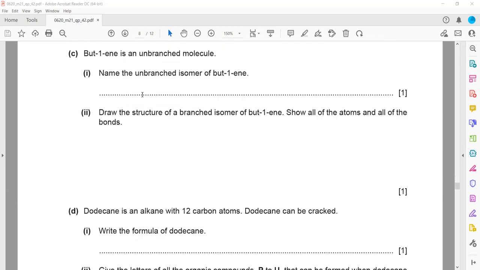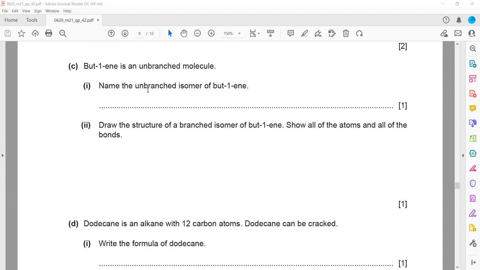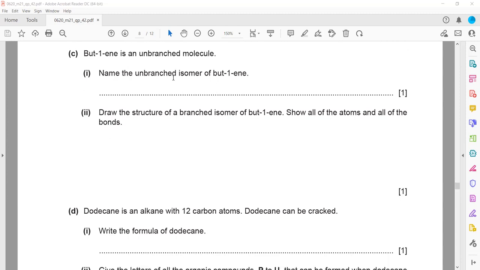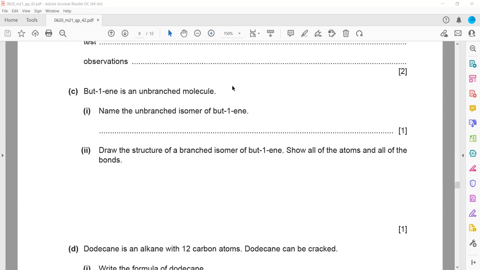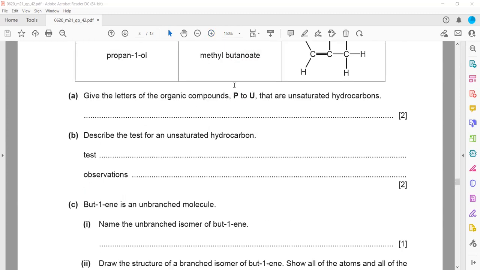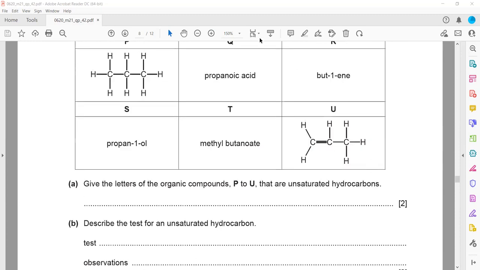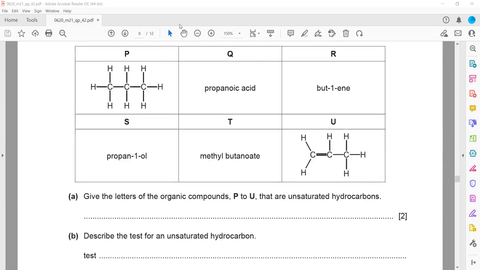In part C, but-1-ene is an unbranched molecule. Name the unbranched isomer of but-1-ene. So we have to name an isomer. Like you can see but-1-ene. What is the meaning of but-1-ene? But-1-ene means 4 carbon atoms are there, and between the first 2 carbon atoms, there is a double bond. That is but-1-ene. I'm not drawing hydrogen here.